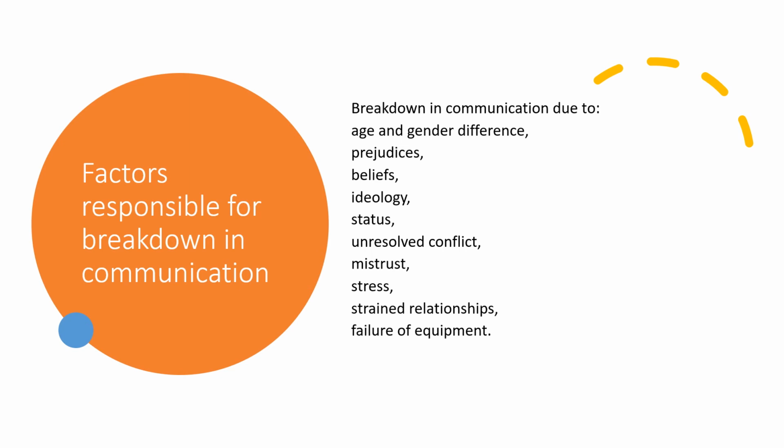Next up, we have factors that are responsible for the breakdown in communication. And here are some of the examples: prejudice, beliefs, age differences and gender differences, ideology, that's what you believe in, your status, the unresolved conflict that exists, the mistrust, the stress, the strained relationships, and also failure of communication. All of these factors will impact how we communicate.